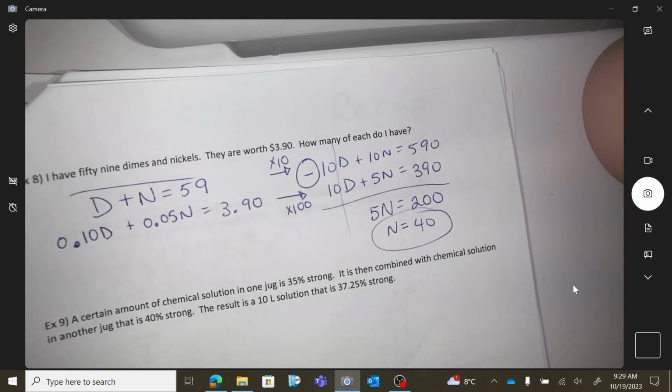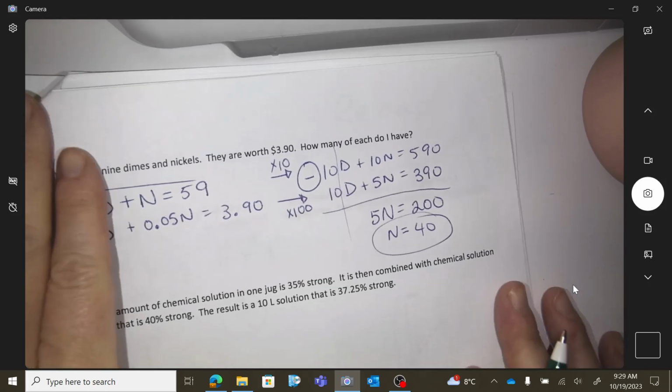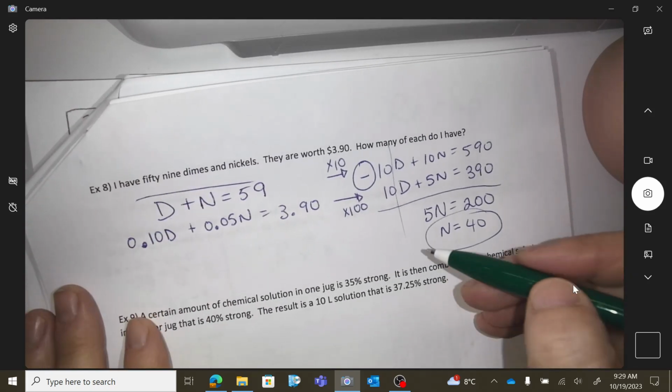On your test, if you get a decimal answer, something went wrong, redo it. Okay, I'm not going to have 40.3 nickels, right? You can't have a decimal. This has got to be a whole number answer.